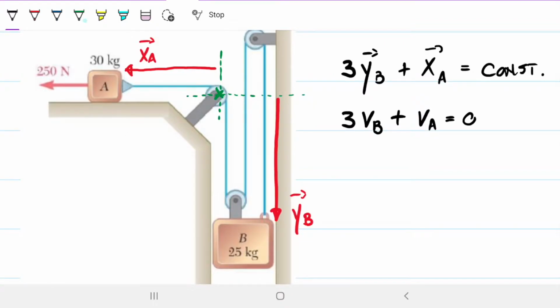Now, note that when we're doing this, it's best for us to write down that we're considering downwards to be positive and leftwards to be positive, even though I know that block B has to be going up, right? So what we expect when we do this is that we get VB as a negative velocity, which indicates it's going upwards, right?